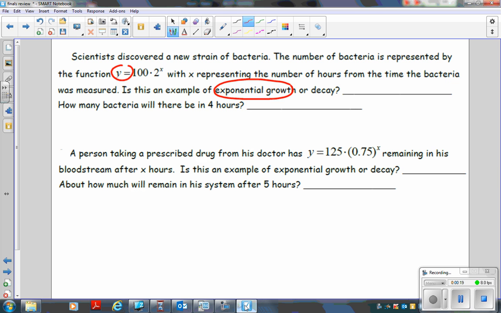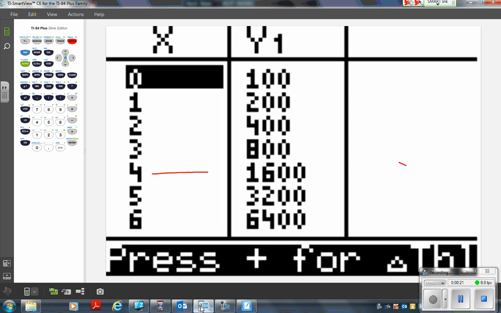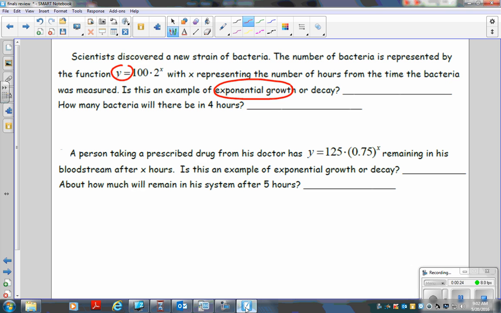For the next part, it says, what's the answer after 4 hours? Just look for the number 4. In front of it, you have 1600.